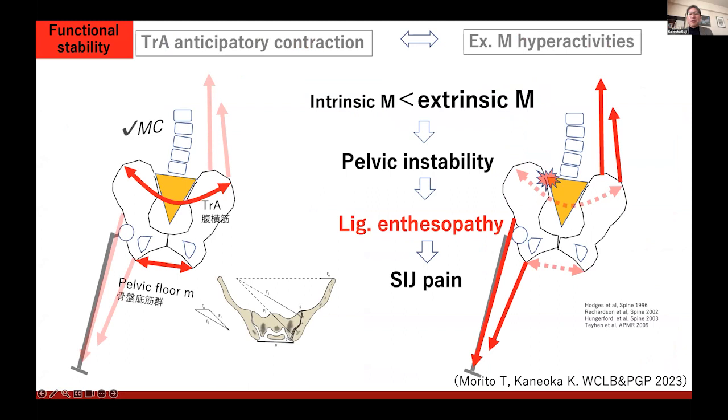When the pelvic intrinsic muscles contract before the extrinsic muscles, the pelvic ring becomes stable, as shown in the picture on the left. However, if the extrinsic muscles contract before the intrinsic muscles, the pelvic ring becomes unstable, causing SIJP. Thus, delayed activity of the intrinsic muscles and overactivity of the extrinsic muscles cause functional stability to be compromised. Therefore, neuromuscular exercises are required to improve this situation.